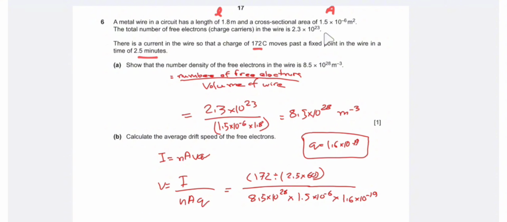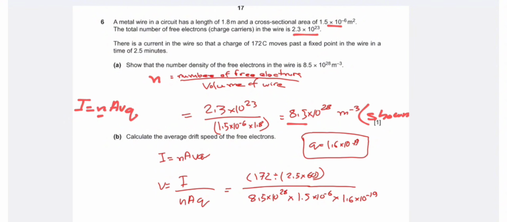So what is number density? You have to remember that number density is the number of free electrons per unit volume. Number density is N. So I is equal to NAvQ, where A is the cross-sectional area, v is the velocity, Q is the charge of an electron, and N is the number density. So the total number of free electrons is 2.3 into 10 to the power 23, divided by the volume. Volume is equal to area into length. So the number density comes to be 8.5 into 10 to the power 28 to two significant figures, as shown. That is 8.5 into 10 to the power 28.